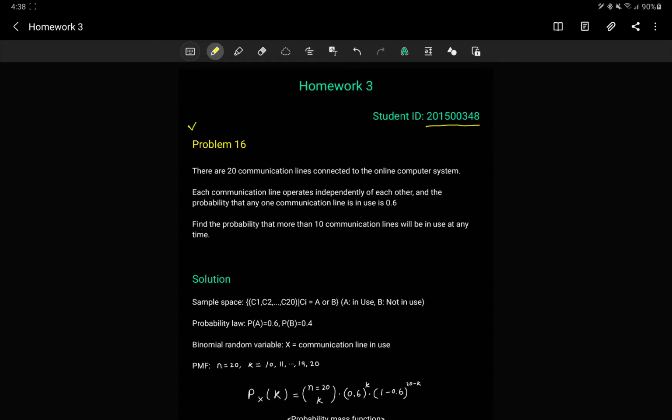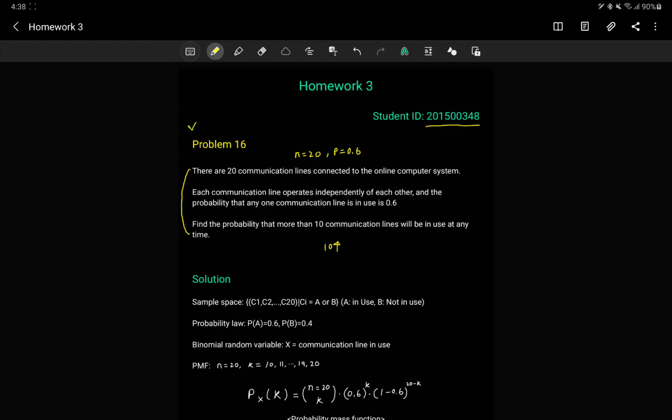First, let's look at the contents of the problem. Problem 16. There are 20 communication lines connected to the online computer system. Each communication line operates independently of each other, and the probability that any one communication line is in use is 0.6. Find the probability that more than 10 communication lines will be in use at any time.